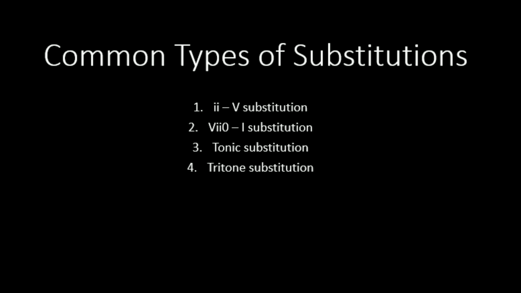Okay, so next we're going to talk about, it looks pretty odd, right? A 7, and it has a circle that indicates diminished. So 7 diminished, or leading tone diminished chord to 1 substitution. So you can just call it, I guess, diminished 7th to 1. So let's take a look at this and how this works out.